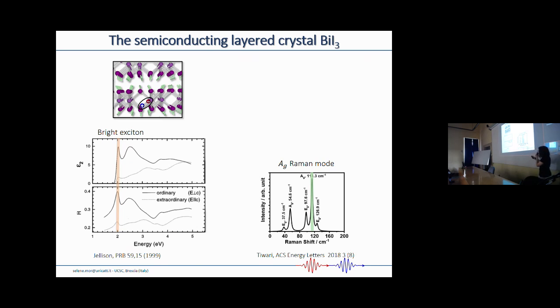Concerning the lattice, there is one fully symmetric Ag Raman mode, which appears in inelastic Raman scattering, and which involves mainly an out-of-plane stretching of the bismuth-iodine bonds.